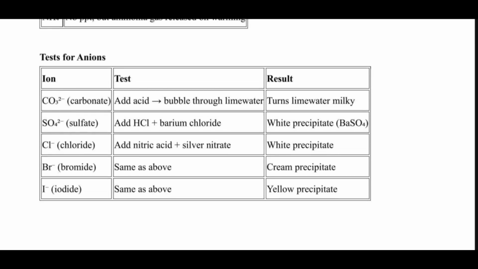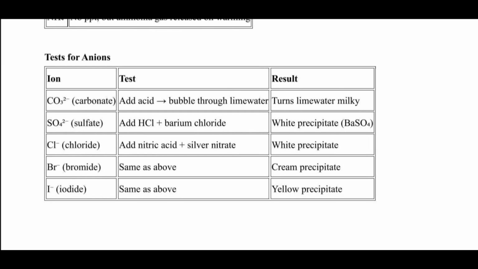Now let's see what the tests for anions are, meaning non-metal ions, the negative ions. The most common negative ions are the halogen ions: chloride, bromide, iodide. For all of them, there is the same test, that is to use nitric acid and silver nitrate. The colors will differentiate between these halogens. You just add nitric acid and silver nitrate into a halogen solution, and you can easily predict which halogen is present.